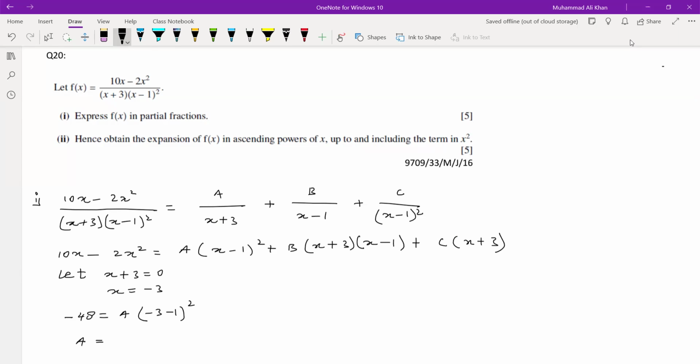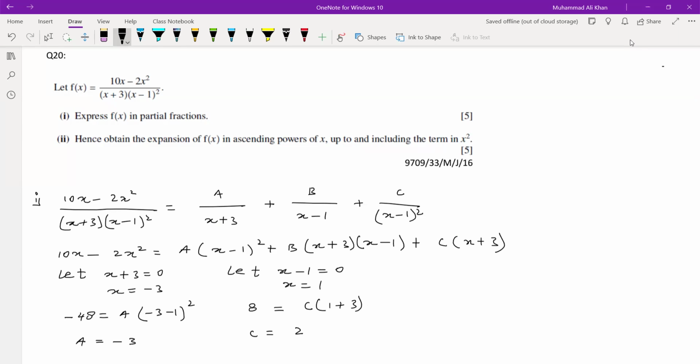48 divided by 16, 3. So the answer is minus 3. Now, second, let x minus 1 is equal to 0, x equals 1. What is the left hand side when x is 1? 8 equals the first 0, second 0, we will get the value of C, 1 plus 3. So C is equal to 8 divided by 4, 2.